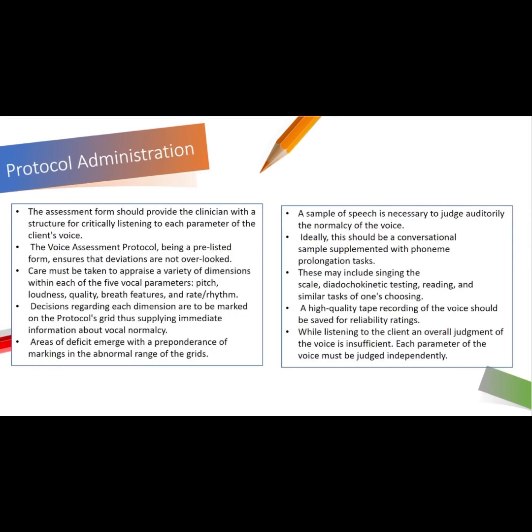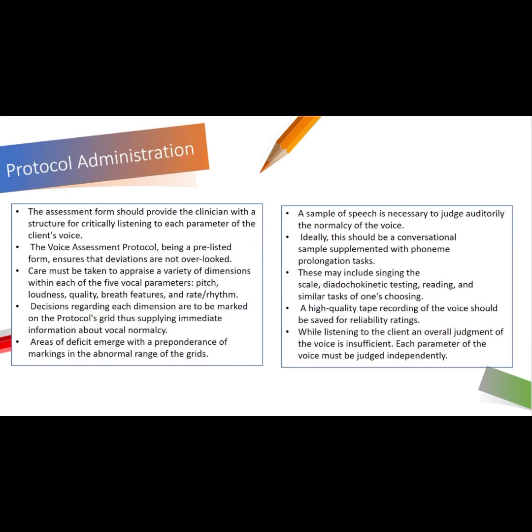The assessment form should provide the clinician with a structure for critically listening to each parameter of the client's voice. The voice assessment protocol, being a pre-listed form, ensures that deviations are not overlooked. Care must be taken to appraise a variety of dimensions within each of the 5 vocal parameters: pitch, loudness, quality, breath features, and rate and rhythm. Decisions regarding each dimension are to be marked on the protocol's grid, thus supplying immediate information about the vocal normalcy. Areas of deficit emerge with predominance of markings in the abnormal range of the grids.